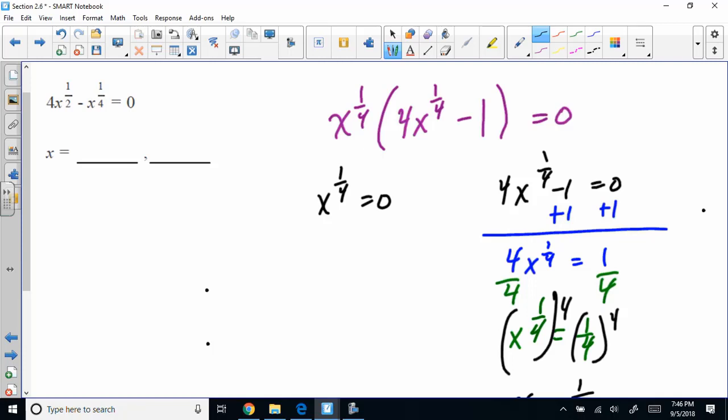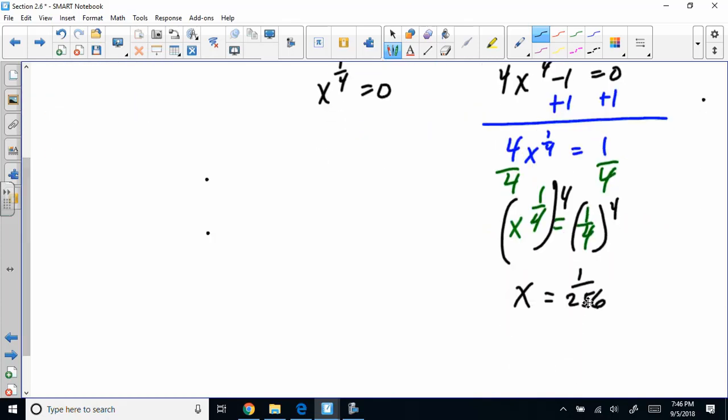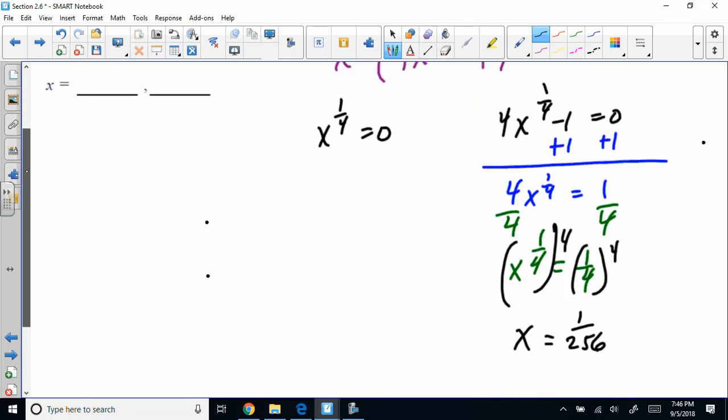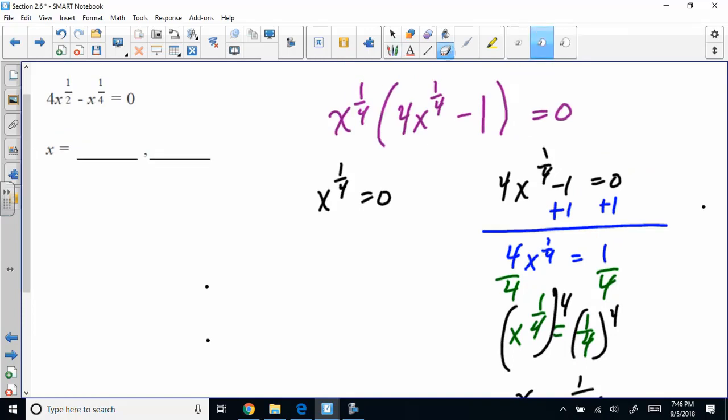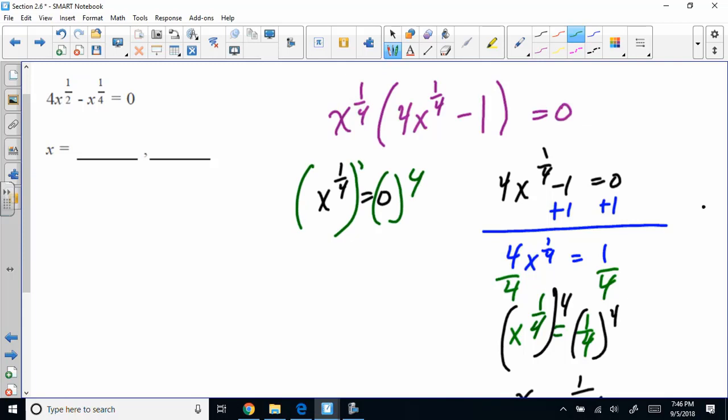That's okay. All right, so one of the answers is 1 over 256, right? Okay, so now let's look at this other one. This is x to the 1/4, right? So if I raise both sides to the fourth, x equals what? 0. So 0 is one answer, and 1 over 256 is the other. You okay with that? I still left with the same thing. We didn't violate any mathematical principles or nothing, which is pretty cool.